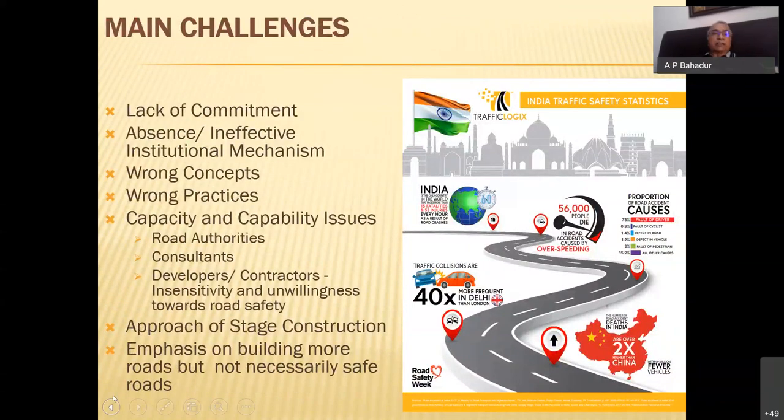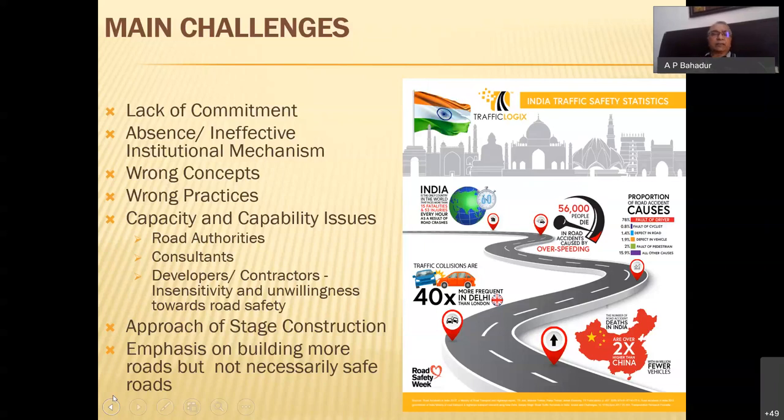Now, what are the challenges that we have? First of all, lack of commitment. We keep on talking about road safety and road safety audit, et cetera, but when it comes to real brass tacks, we don't have real serious commitment. Ineffective mechanism, wrong concepts, wrong practices. Most importantly, the problem of capacity and capability among the road authorities, consultants, developers, and even the government officers.